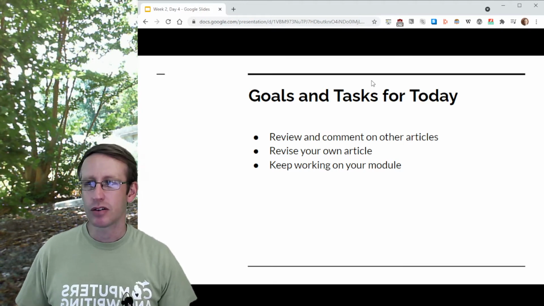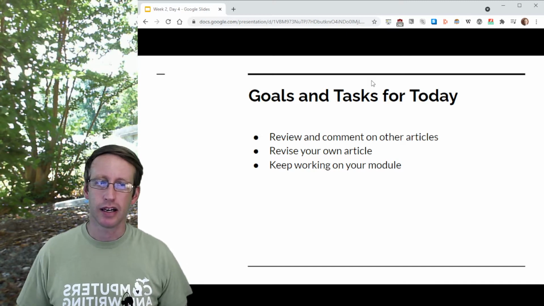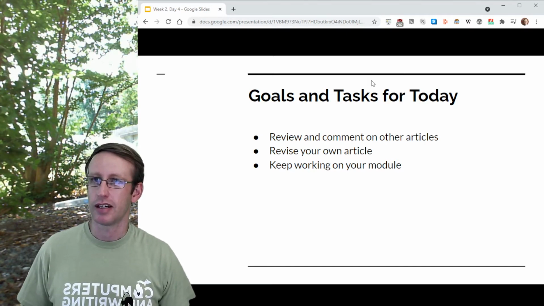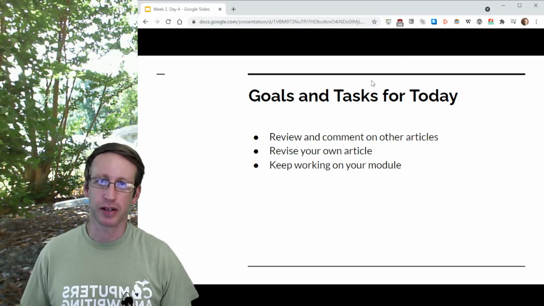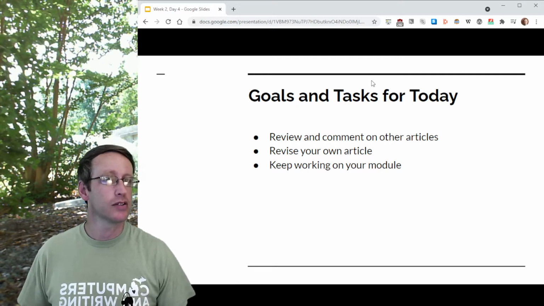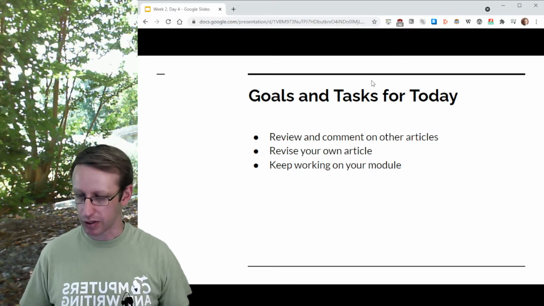I didn't look at who, but I saw a couple of people have already submitted this assignment in Canvas, but none of the articles that I've looked at so far were really ready to be submitted. So I don't know who that is, but you may still need to keep working on your article. You probably do, and you should feel free to. Just resubmit it in Canvas, and I'll see the newest one, and that'll be fine.